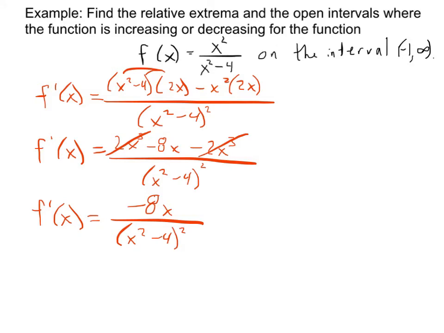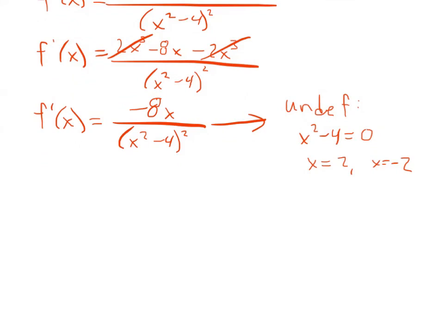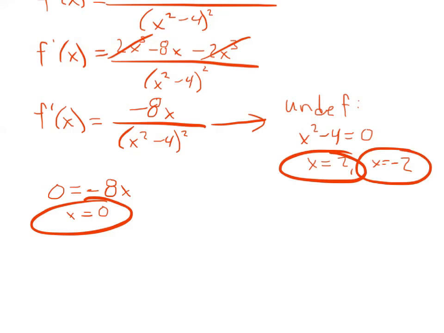Right? Is this thing undefined anywhere? Well, it is. It's undefined whenever the bottom is 0. It's undefined whenever x squared minus 4 is equal to 0. In other words, it's undefined for x equals 2 and x equals negative 2. Right? Is it ever 0? Well, sure. It's 0 whenever the numerator is 0, which happens precisely when x is 0. So I have critical numbers at 0, at 2, and at negative 2.